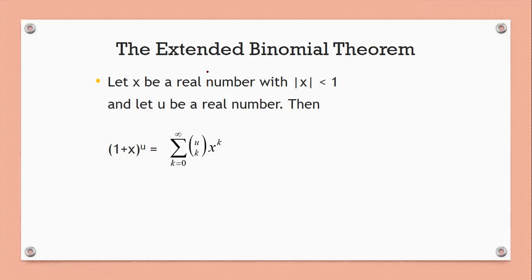Now the extended binomial theorem: let x be a real number with mod x less than 1 and let u be a real number, then (1 + x)^u is given as the summation for k equal to 0 to infinity of uCk into x^k. We have already seen the formula for uCk for k greater than 0 and for k equal to 0. Now we just have to use the summation for the coefficient of x^k. So this is the extended binomial theorem.